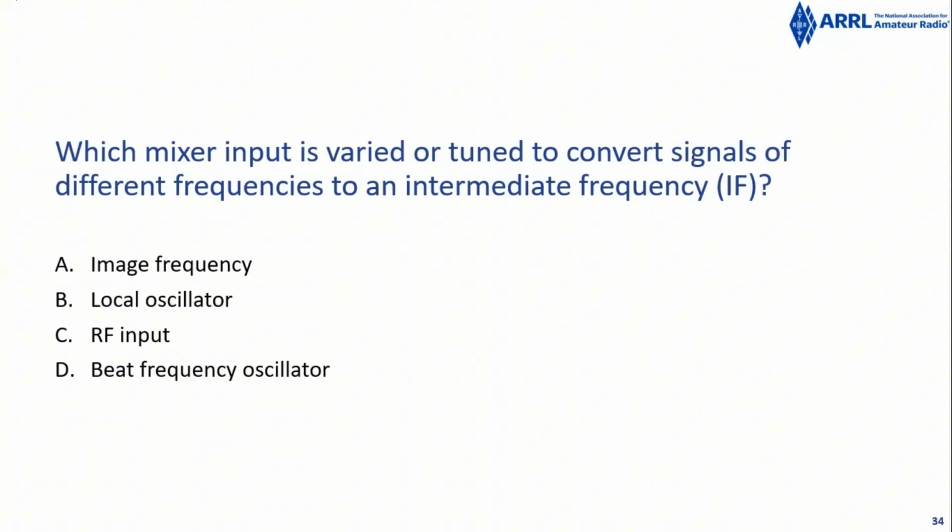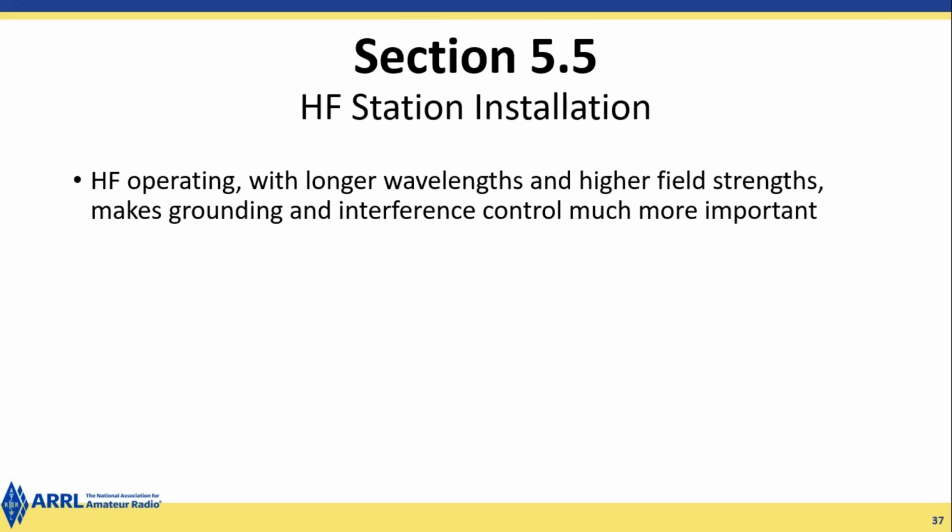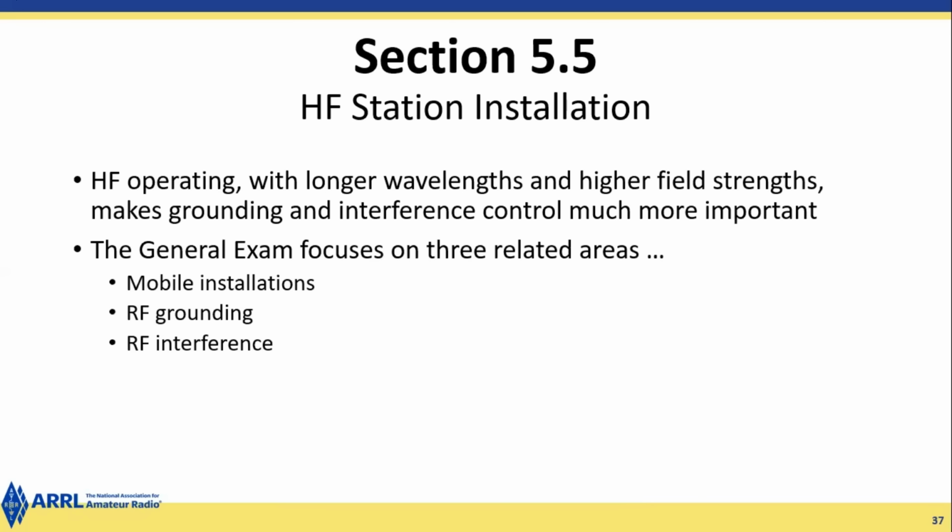Okay, talk about HF station installation. HF operating with longer wavelengths and higher field strengths makes grounding and interference control much more important. Now that you're going to be a general and down in the HF a little more, you have to pay a little more attention to your HF station installation. The general exam focuses on three related areas: mobile installations, RF grounding, and RF interference.